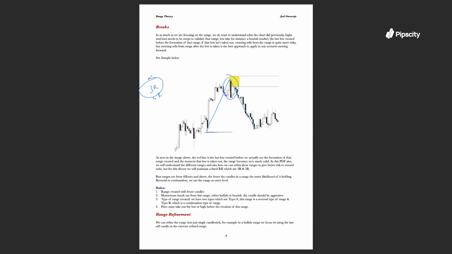And the good thing about refining to a lower time frame is that it gives you a better risk to reward ratio. Even though you're getting 1 to 3 on 2 hours, if you get a 1 to 3 on 15 minutes, price gets to your take profit faster than if you're on the 2 hours time frame.